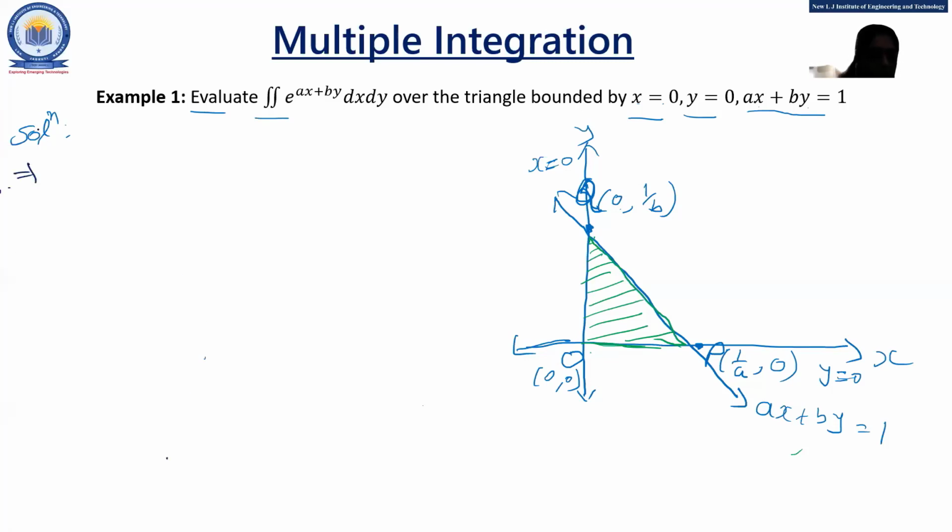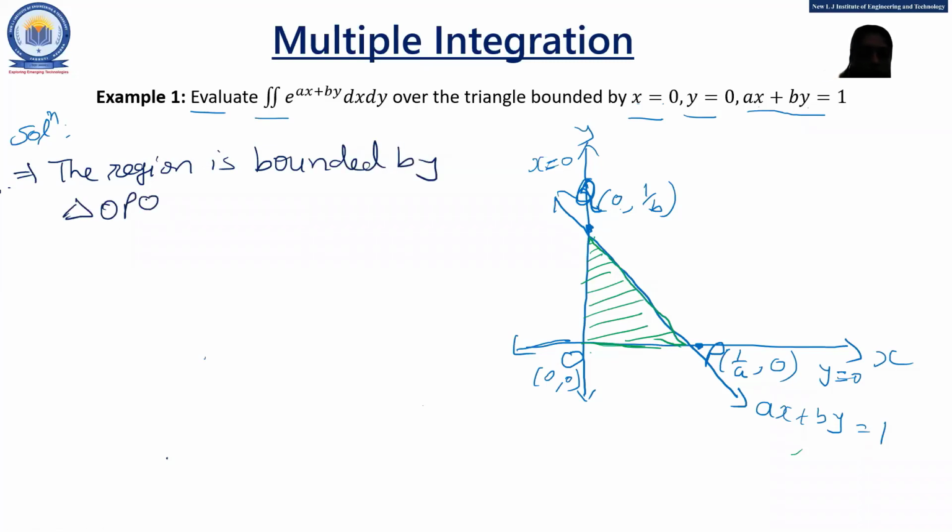My first step is the region is bounded by triangle OPQ, right? First we decide our region. Next, the integration can be done with any variable first. If you want to do with respect to x, then you can do with respect to x first. And if you want to do with respect to y, then you can do with respect to y first, right?